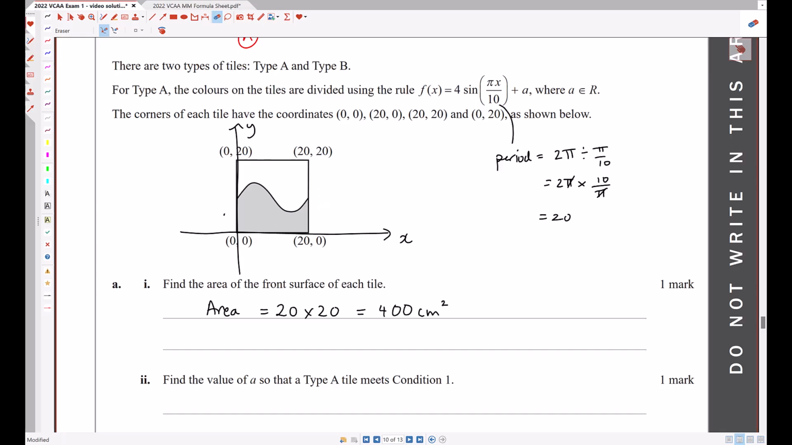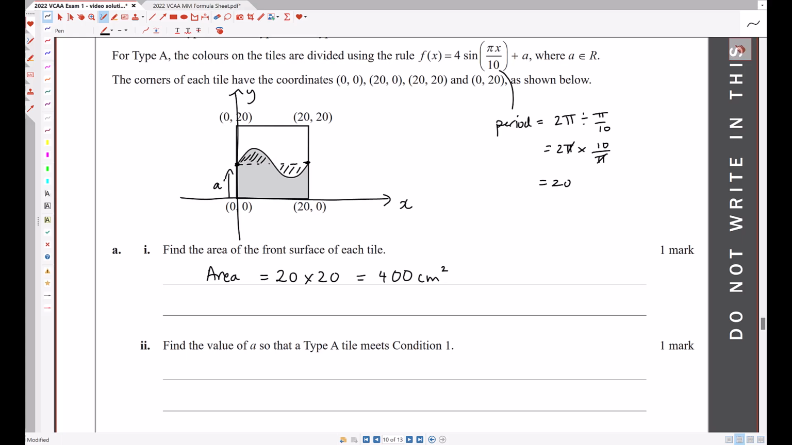And so everything is nice and symmetric, which means that this starting point and this ending point are going to be exactly the same, which means that this bit of area here is going to be exactly the same as this bit of area here. And so really all we need to know about A is it's literally just going to be the translation up by A. Okay, and then because we've got a full period there, that's going to make sure that the curve splits the tile in half.